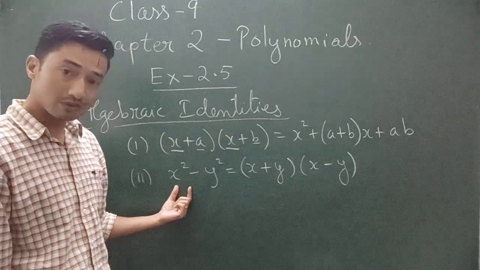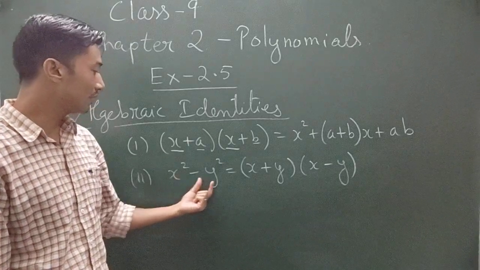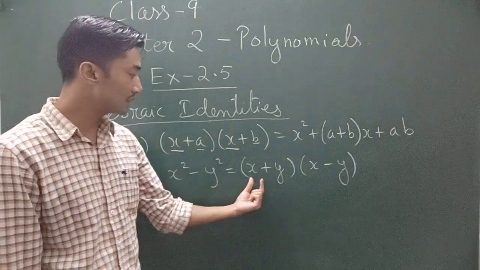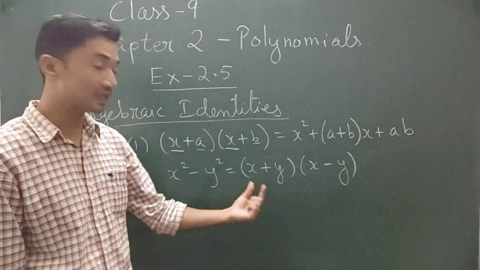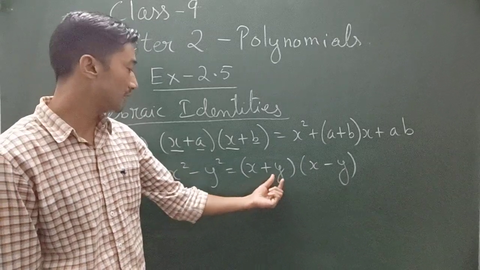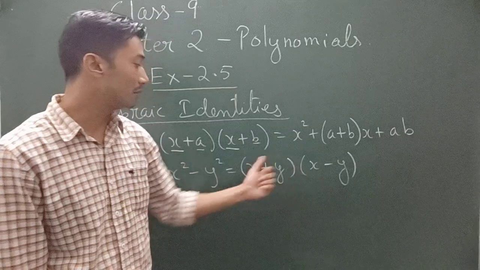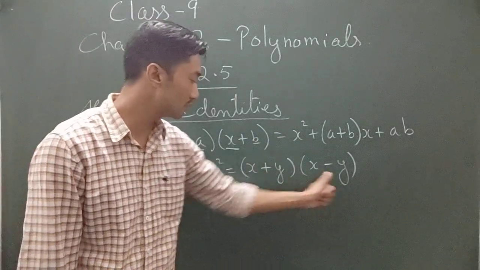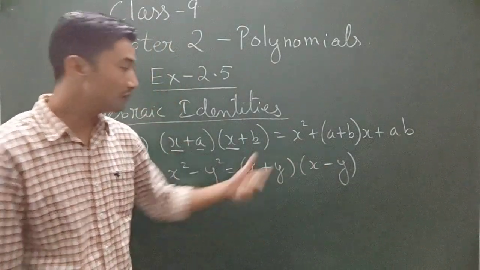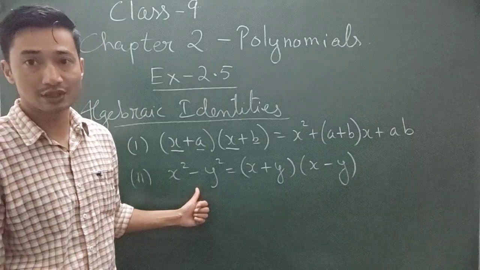This is called the difference of squares formula. That is, x² − y² can be written as (x + y)(x − y). This particular formula, especially the second one, is very useful. But remember, x should be the same, y should be the same, only plus and minus. Even if you multiply, you will still get x² − y².